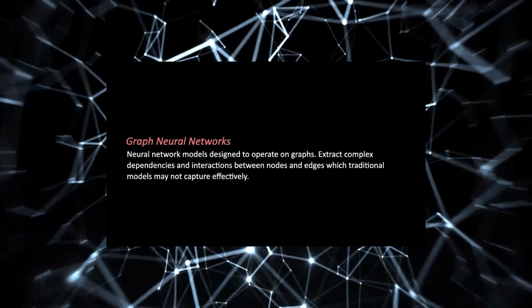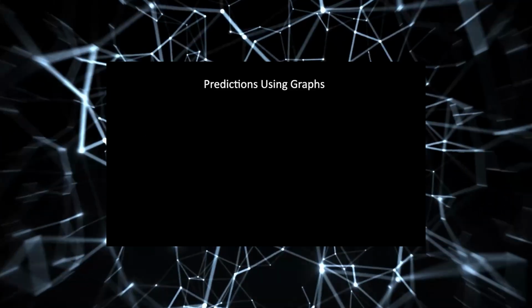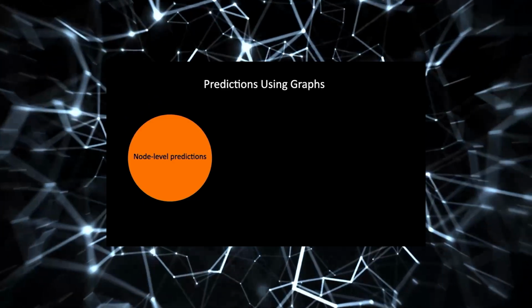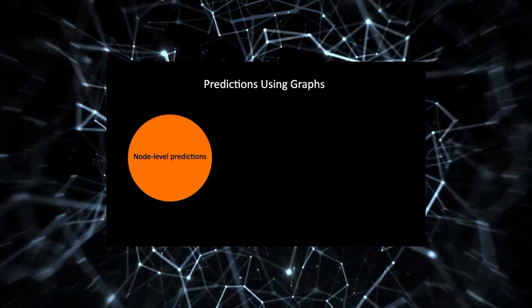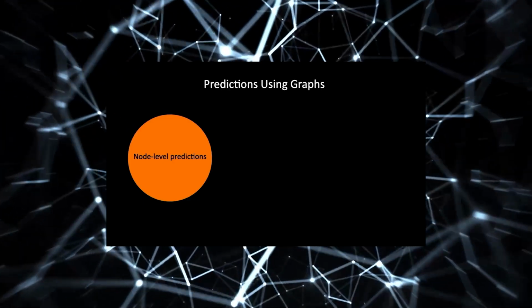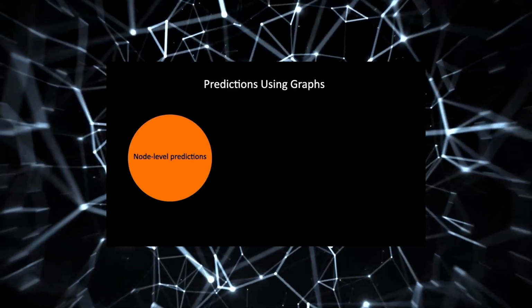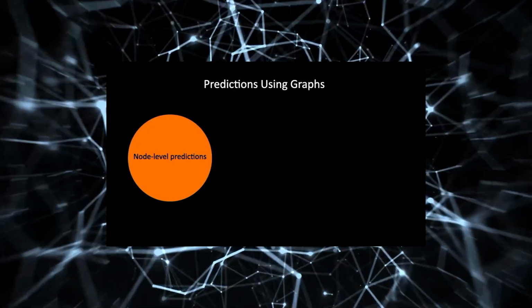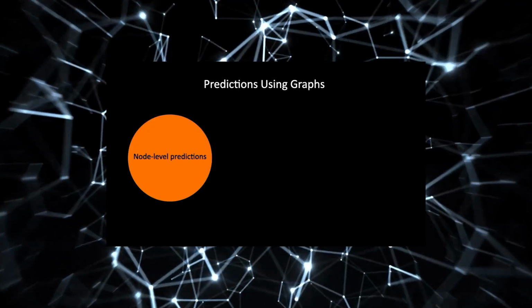For example, you may have node-level prediction tasks, which involve making inferences about individual nodes within the graph by leveraging the node's features and its connections. An example is identifying fraudulent accounts in a banking or transaction network by analyzing transaction patterns and relationships between accounts.